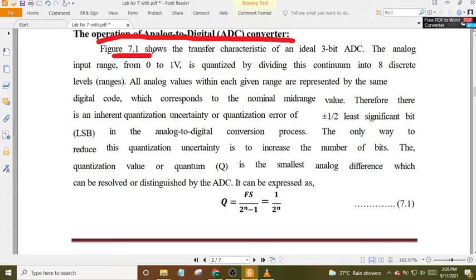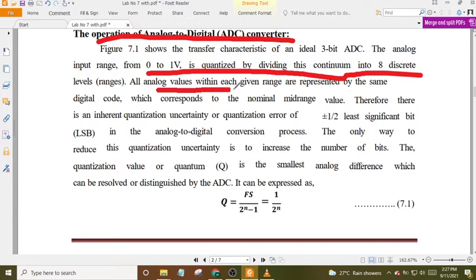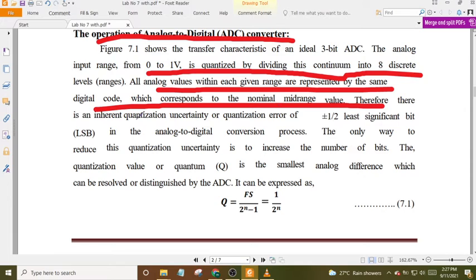Figure 7.1 shows the transfer characteristic of an ideal 3-bit ADC. The analog input range from 0 to 1V is quantized by dividing this continuum into 8 discrete levels, or ranges. All analog values within a given range are represented by the same digital code, which corresponds to the nominal mid-range value. Therefore there is an inherent quantization uncertainty or quantization error of plus or minus 1/2 least significant bit.